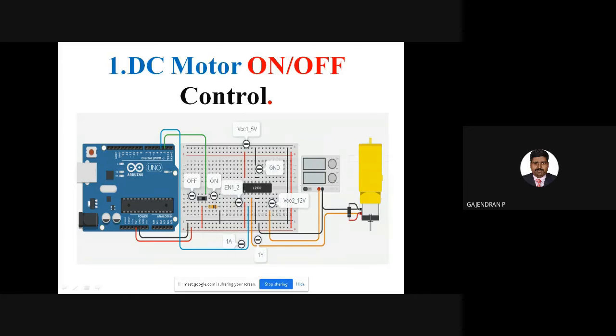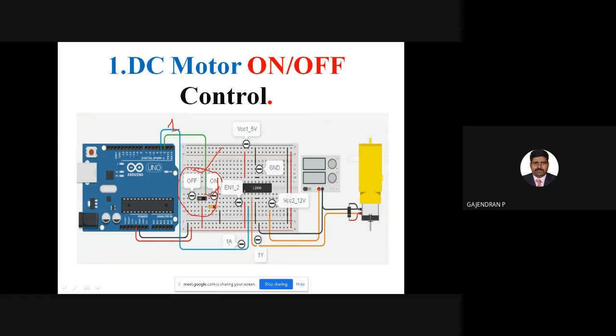So how to achieve the on-off control? If I want on-off control, I need to interface one input device as a switch. So this is my switch. With the help of the switch, I am going to give the command to the microcontroller. Once I give the command to the controller, based on my input command, if my button is in on condition, I will produce logic high in my output terminal.